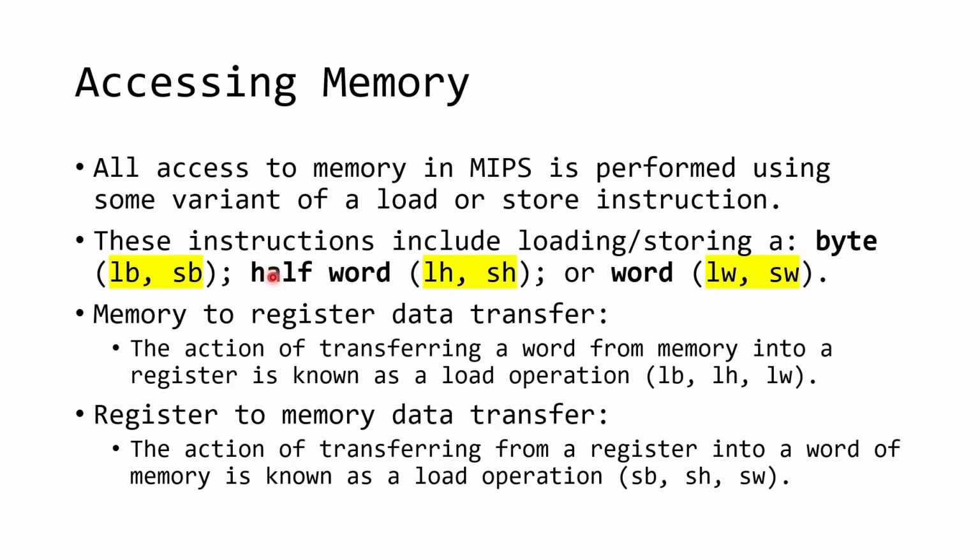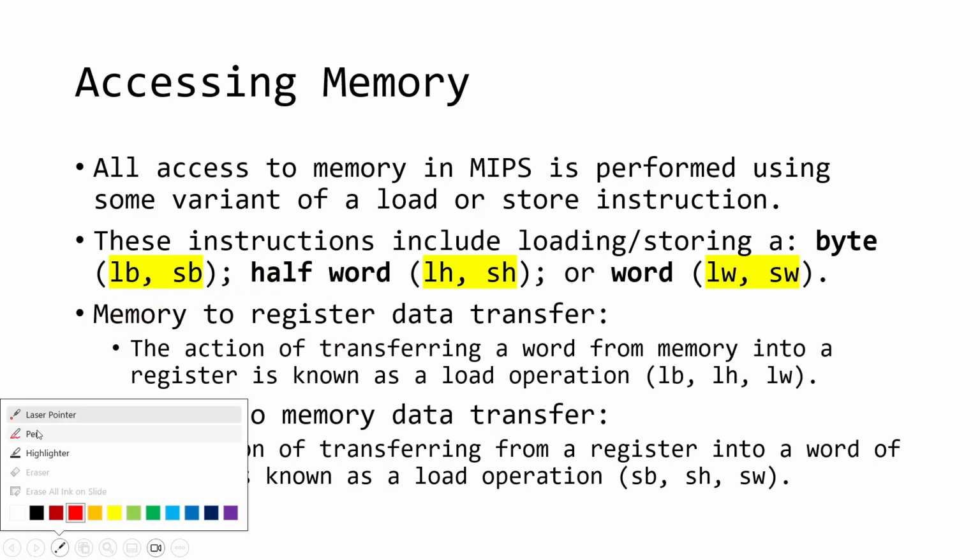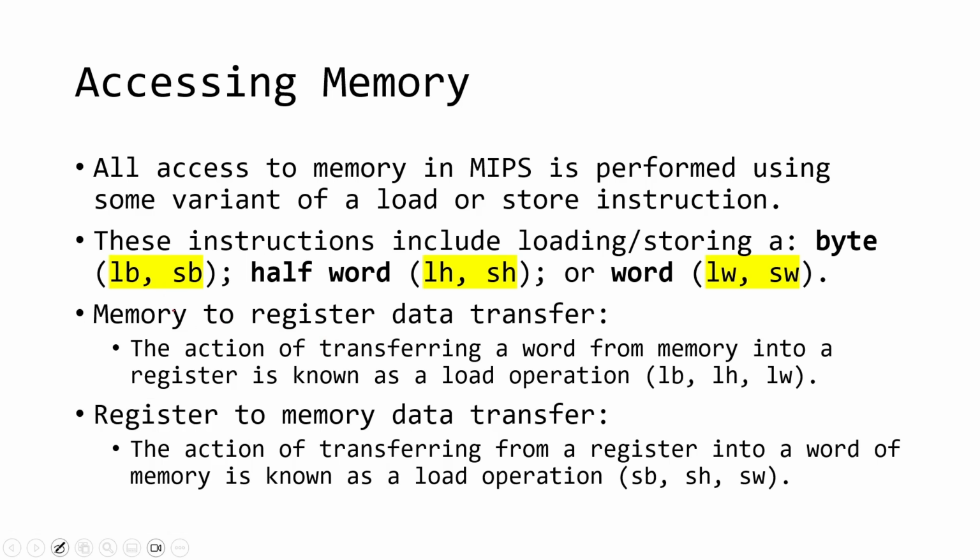So if we transfer from memory to register, I'll use an arrow to show you. From memory to register, like this. The action of transferring a word from memory into a register is known as a load operation. Because from memory to register means that you want to transfer from the memory to the register to operate. So you load them.